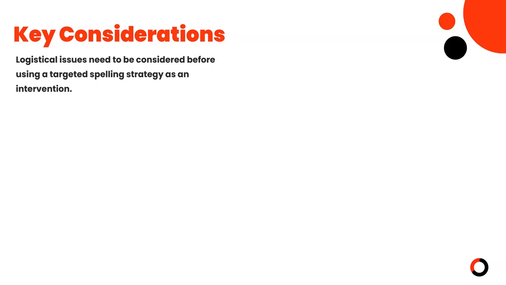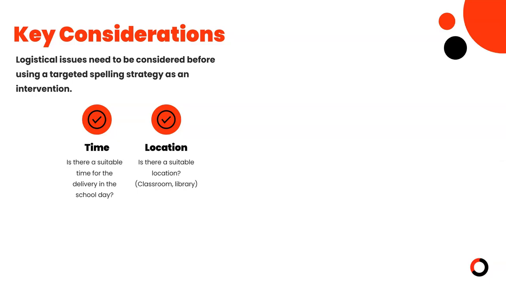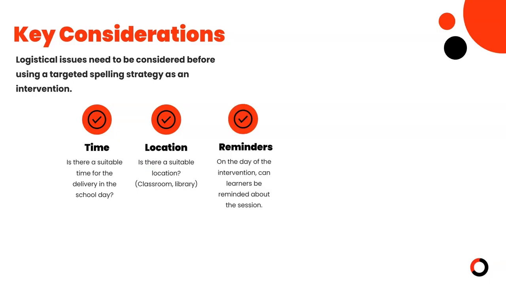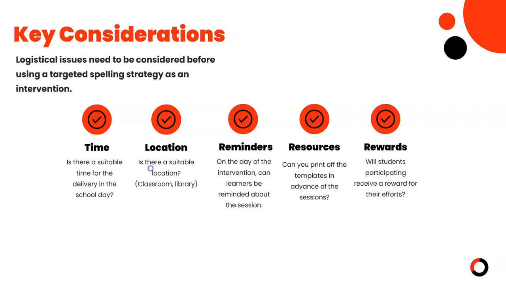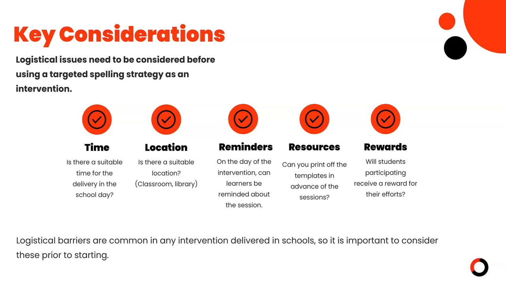So just some key considerations before considering using a targeted spelling intervention in your school. So is there a suitable time of the day when this can be done? Is there a suitable location, quiet area of the classroom or library? Reminders, if the students can have a reminder about the session. Resources, can you print off any templates in advance of the sessions? And then will you link this to any rewards in your school? So logistical barriers are common in any intervention delivered in schools, so it's just important to consider these prior to starting.